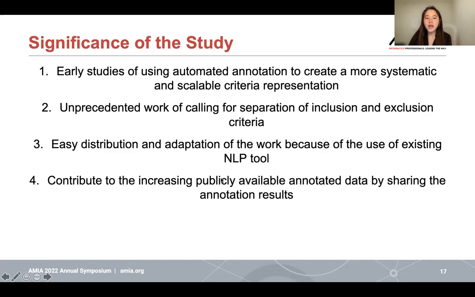The use of an existing commercial tool such as Google NLP can easily help distribute the work and be adapted by others. I plan on sharing my annotation of the 237 prostatic neoplasm trials to contribute to more publicly available annotated data. Potential applications of the structural representation include identification of patients in clinical settings, cohort selection, and automatic clinical trial recruitment, which will contribute to minimizing the cost of time, financials, and expertise.